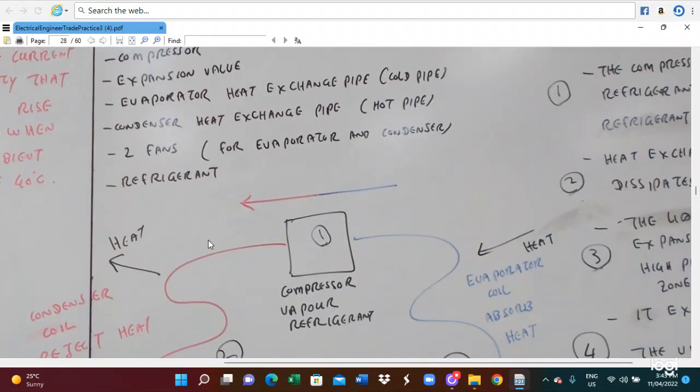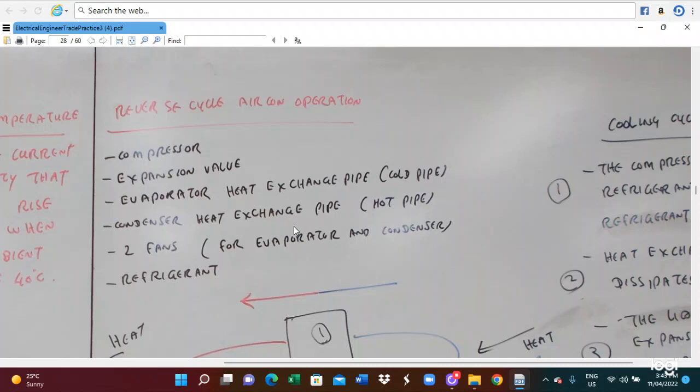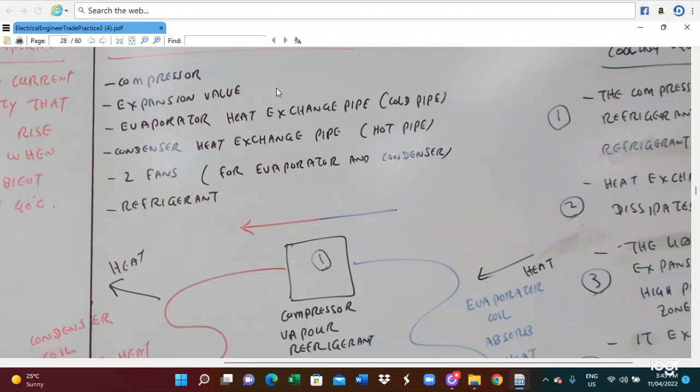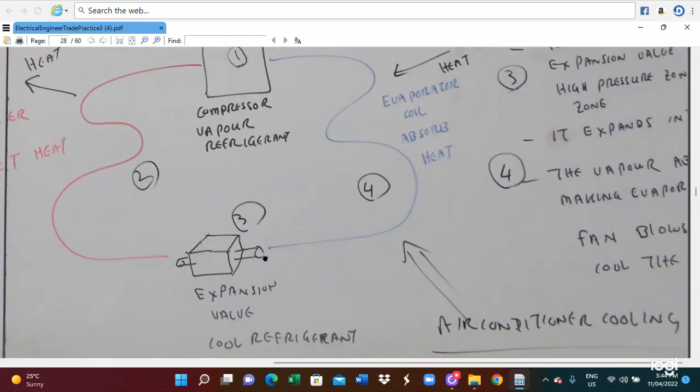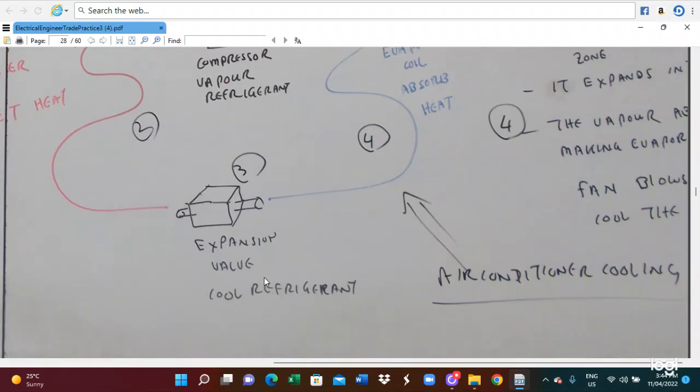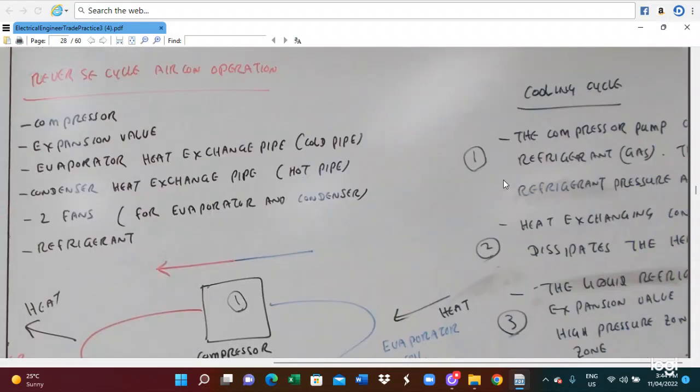And next we are talking about the reverse cycle air conditioning operation. So here you got the compressor, expansion valve, evaporator, heat exchange pipe, and also the two fans. So this is the construction of the reverse cycle air conditioner, compressor here. This is the condenser coil, rejecting the heat, expansion valve. This is the evaporator coil, absorbing the heat. Absorb the heat and then compress and then reject the heat. So this is the air conditioner. The expansion valve cools the refrigerant. So this is the way we can use it.